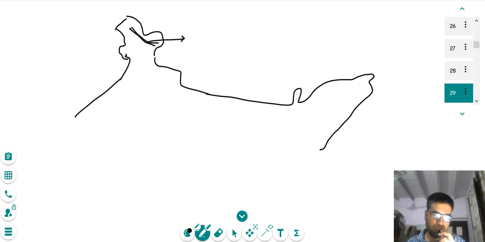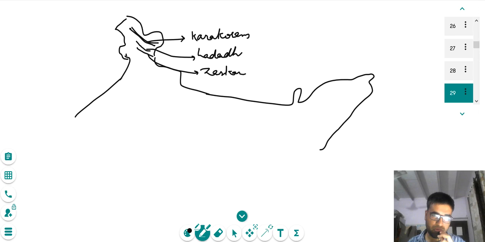This is called the Karakoram ranges. Karakoram. Okay, below Karakoram, you have the Ladakh Himalayas. Below Ladakh, you have the Zaskar ranges. Right. Below Zaskar, you have the Great Himalayas. This is the Great Himalayas here.